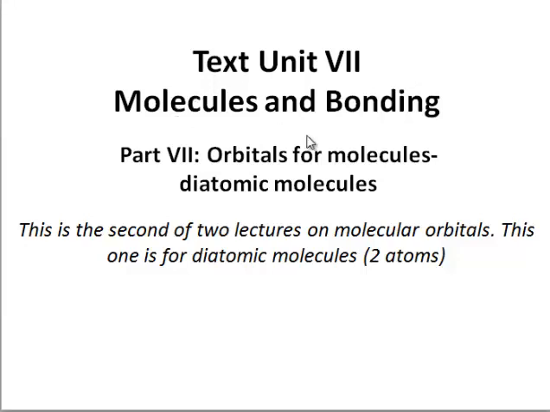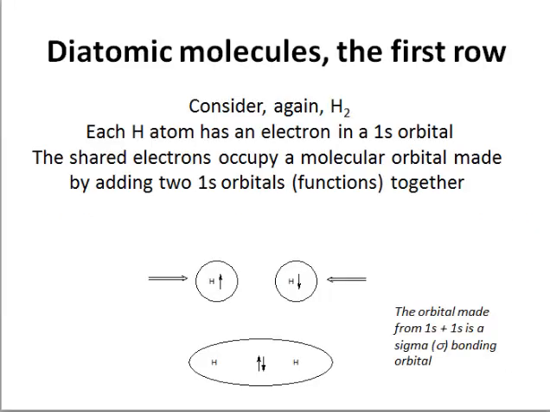This is the seventh and final lecture on Text Unit 7 on molecules and bonding. This is the second of two lectures on molecular orbitals. This one is specifically concerned with diatomic molecules, which are molecules of only two atoms. The simplest diatomic molecules can be found in the first row.